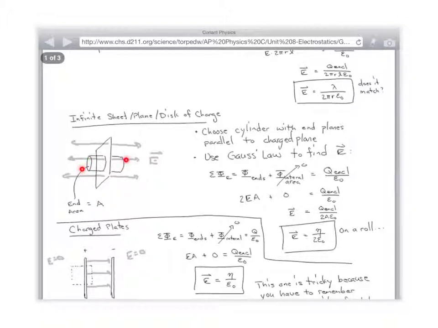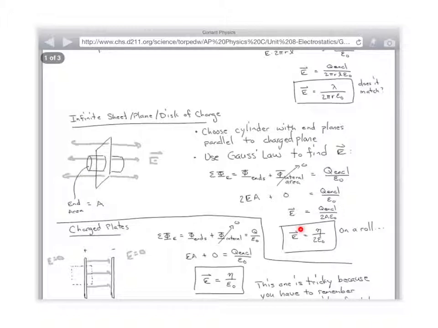So the flux through the ends is going to be 2 times the electric field strength times the area of each end cap, plus 0, because the flux through the lateral area doesn't matter. So 2EA equals charge enclosed over epsilon naught. Which means the electric field equals charge enclosed over 2A epsilon naught. Or in other words, electric field is equal to the surface charge density over 2 epsilon naught. Done. Got it?